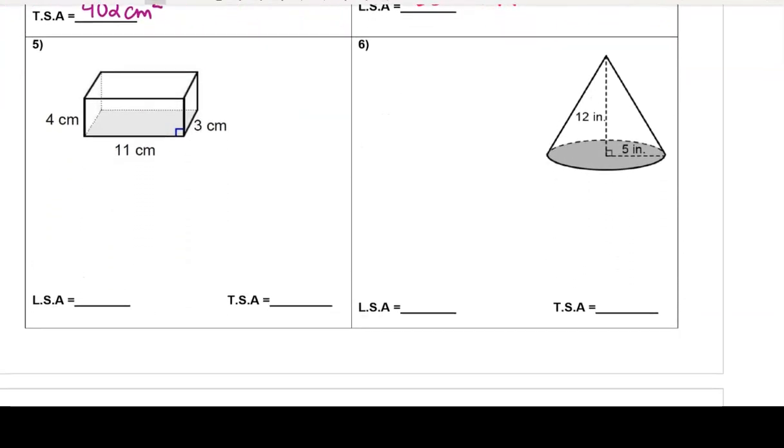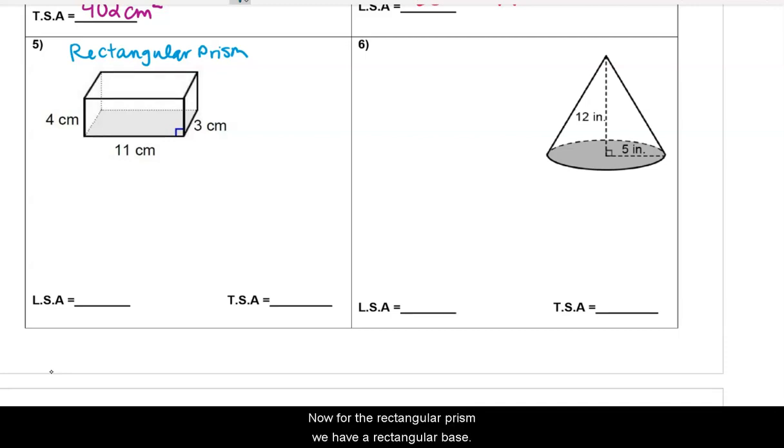All right, number 5. Here we have a rectangular prism. And it might do you some good to write down the names of these shapes, so make sure you are writing those names down. Now for the rectangular prism, we have a rectangular base. And in order to find the lateral surface area, looking at our formula sheet, it says lateral surface area is perimeter of the base times the perpendicular height.